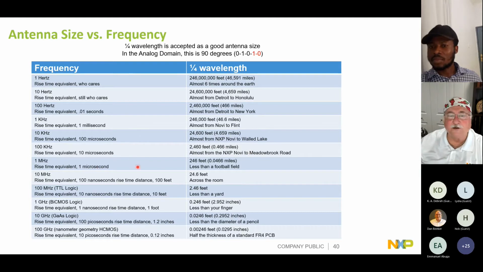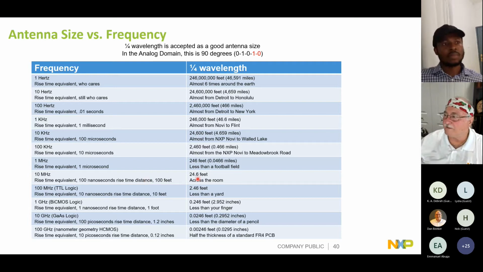At 1 megahertz, you're looking at 300 feet. At 10 megahertz, which is 100 nanosecond switching time, you're looking at 25 feet. So it's starting to get smaller. At 100 megahertz, it's 2.5 feet. And at a gigahertz, you're looking at 3 inches. So if something's switching in a nanosecond, which is a gigahertz, it only takes a 3-inch trace to be a radiating antenna. This was where, like I said, the light bulb started to turn on.